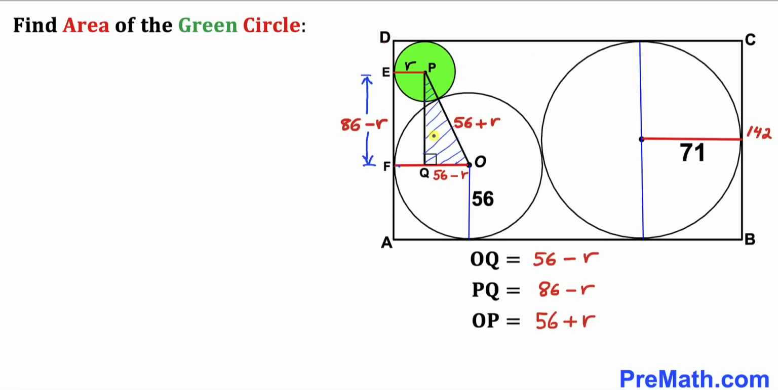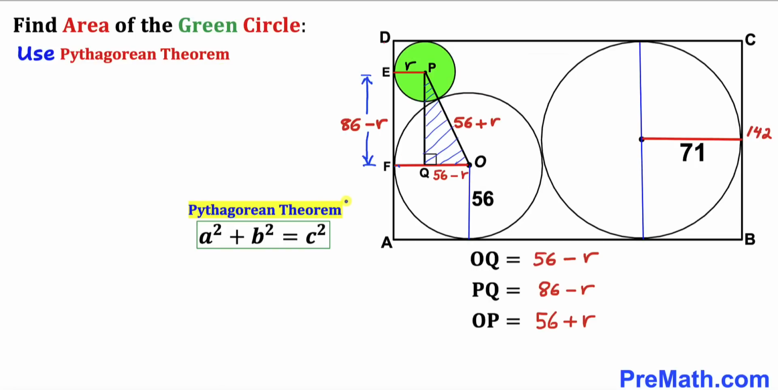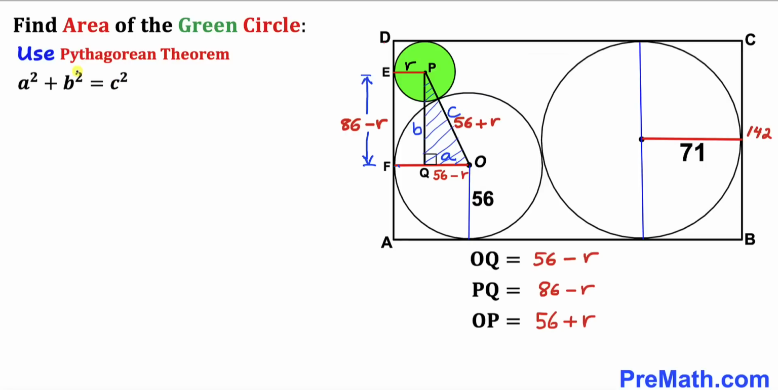Now let's focus on this triangle PQO, and we know that this is a right triangle. Therefore we are going to use the Pythagorean theorem: a square plus b square equals c square. Let me call this longest side, the hypotenuse, side C. I'm going to call this side A and this side B. So let's fill in the blanks in this Pythagorean formula.